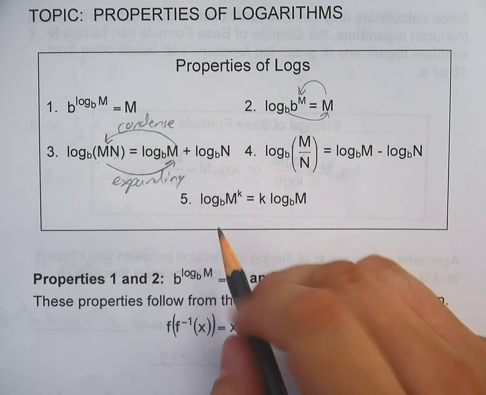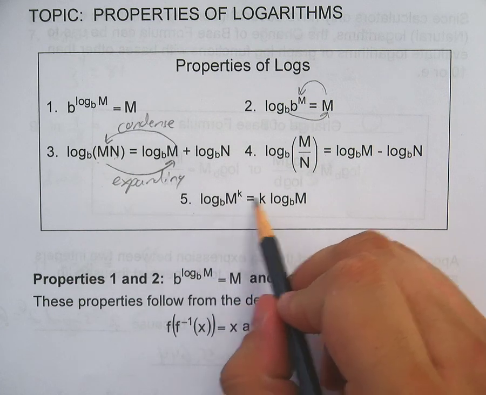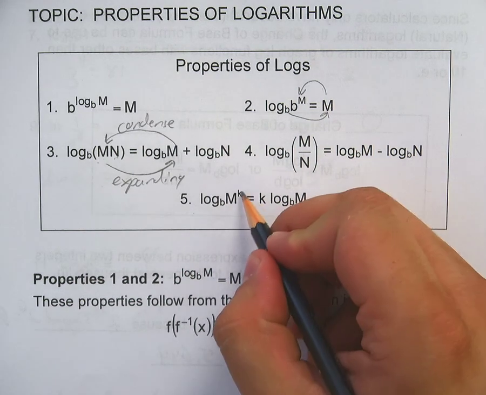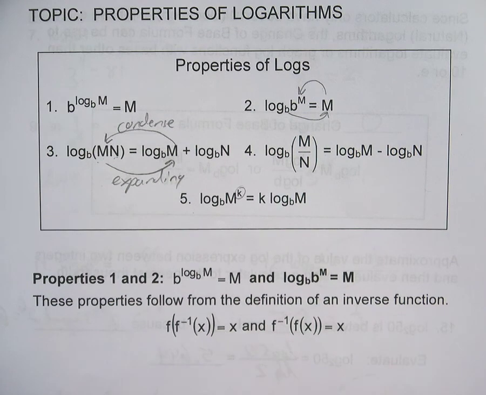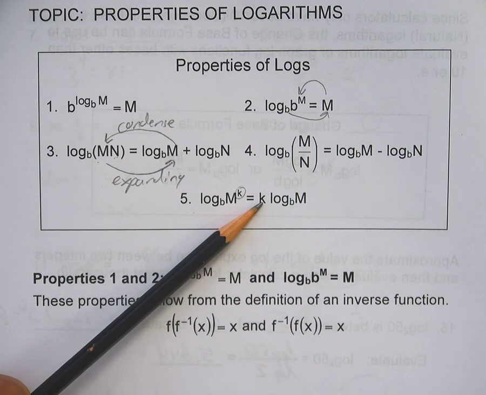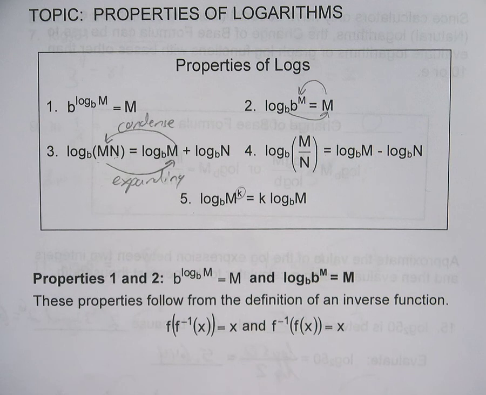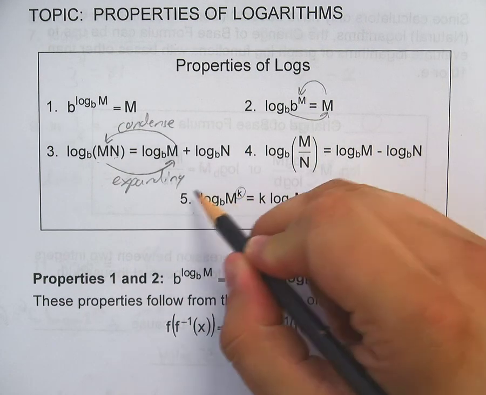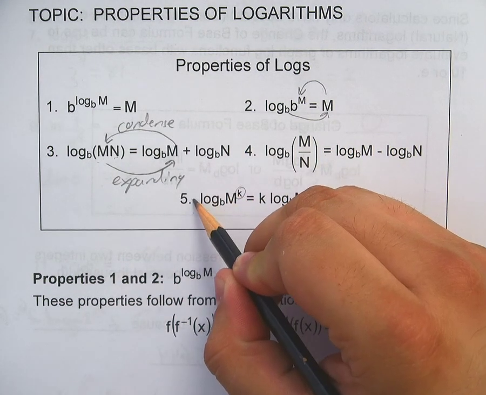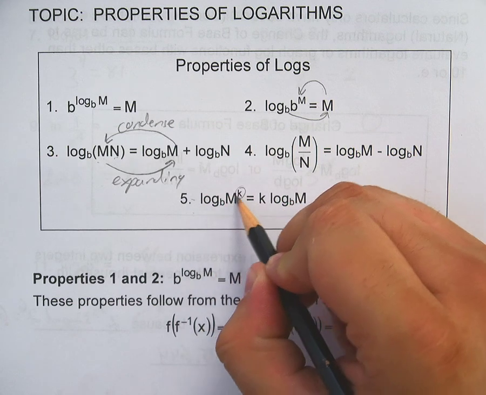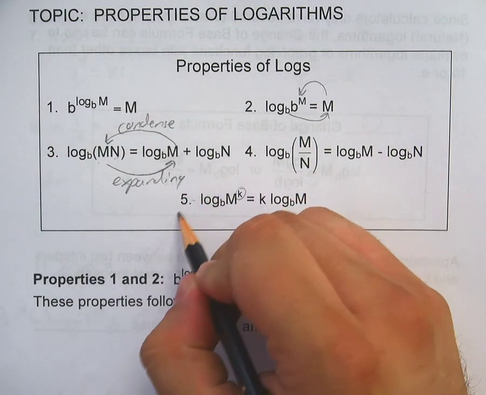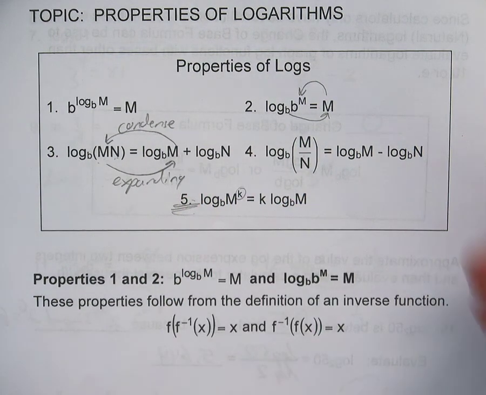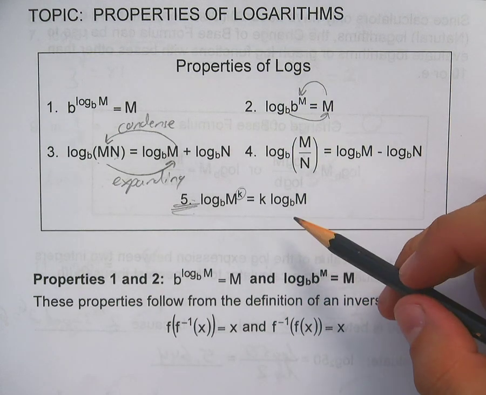Alright, then you've got log base b of m to the k. What this is saying here is that if you have a value for k, you can take and drop the exponent down to the front. That becomes k log base b of m. And this one is the one that we use quite a bit, especially in your upper levels. We use this quite a bit to simplify.